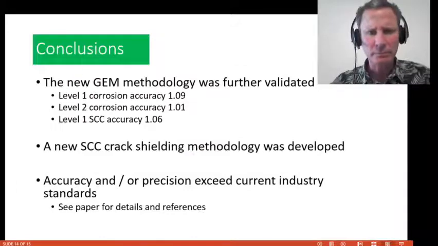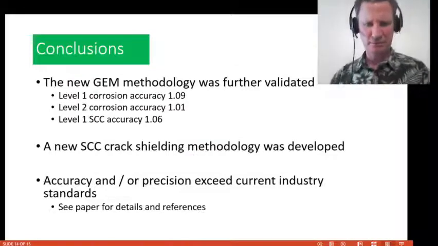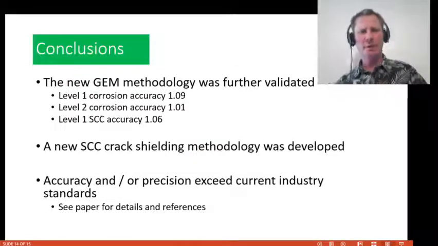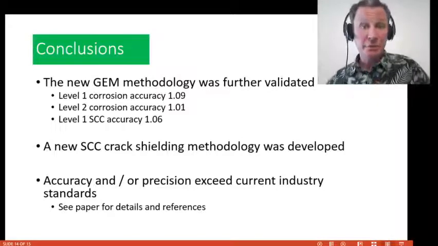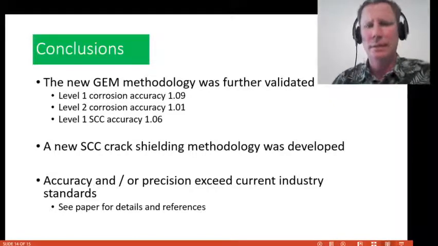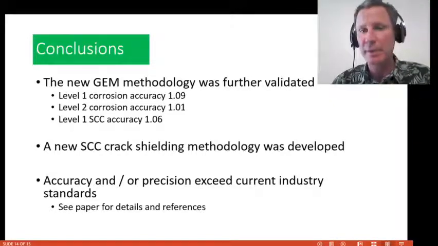Now, I guess I'm probably getting to the end of my time slot. So I'll just say that I've shown you a few validation efforts. I've looked at level 1 and level 2 corrosion assessments, and I've got a level 1 SCC assessment. And if you compare those to the industry numbers, you'll find that it's really pretty good.